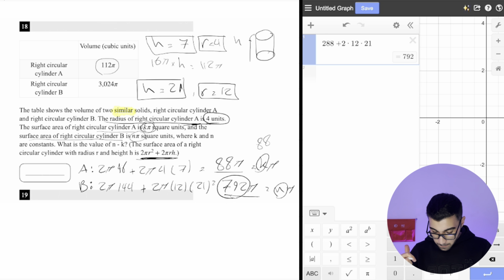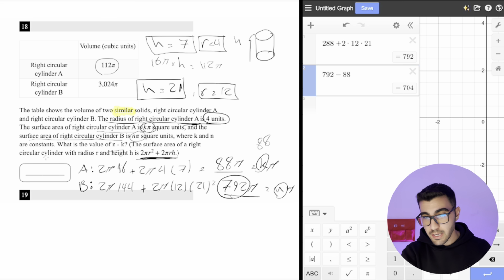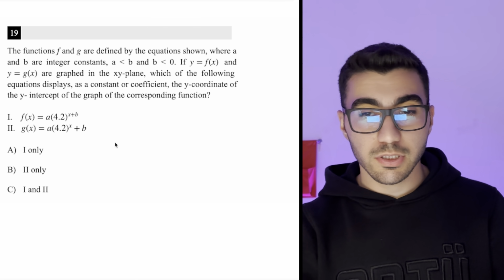Right? So we're looking for N minus K. So we're looking for 792 minus 88. All right, 792 minus 88, we get 704. The answer is 704 for this question. Question 19 is an exponential function question.